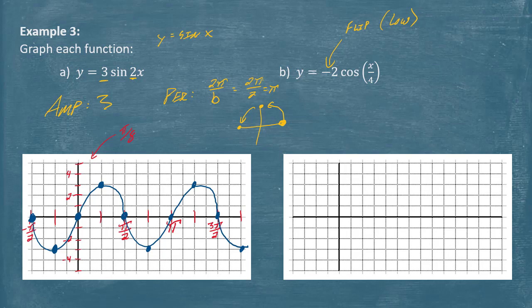Now as far as the labeling of things, I probably need to figure out what my amplitude is. Well, my amplitude is just that number in front, which is a 2. And again, amplitude is a distance, which is why it's a positive 2, not a negative 2. That negative, the only thing we're really thinking about is the fact that it makes our graph upside down. Period in this case is going to be 2 pi divided by that b value.